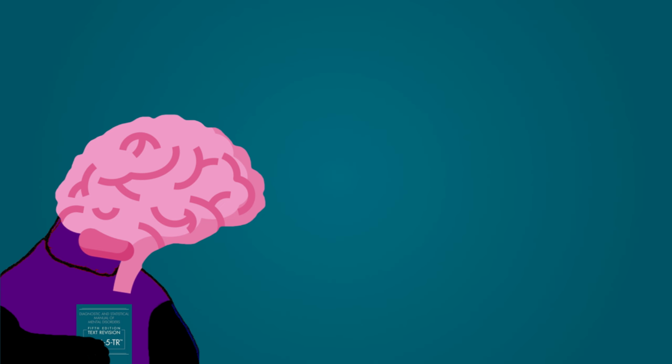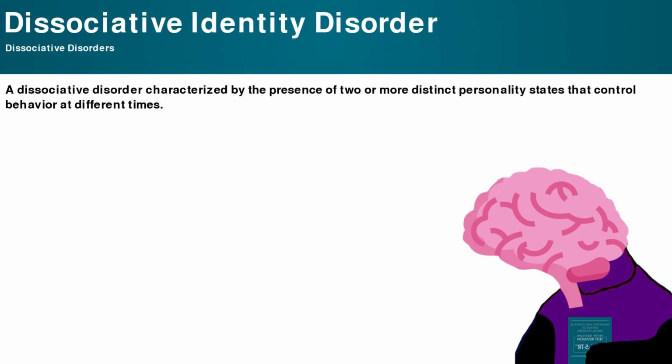There are also disorders with different names between the two manuals. For instance, dissociative identity disorder, DID, in the DSM is known as multiple personality disorder in older ICD versions, and while ICD-11 now uses dissociative identity disorder as well, the differences in history still affect diagnosis globally.